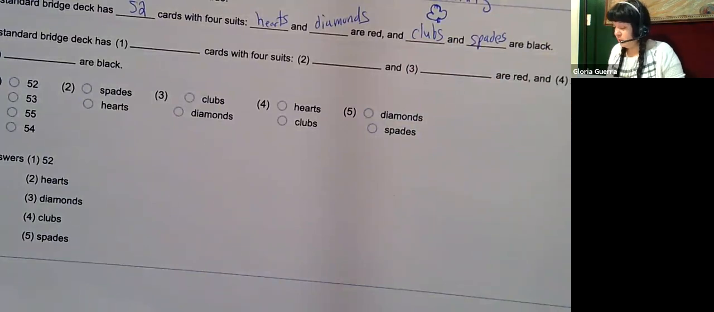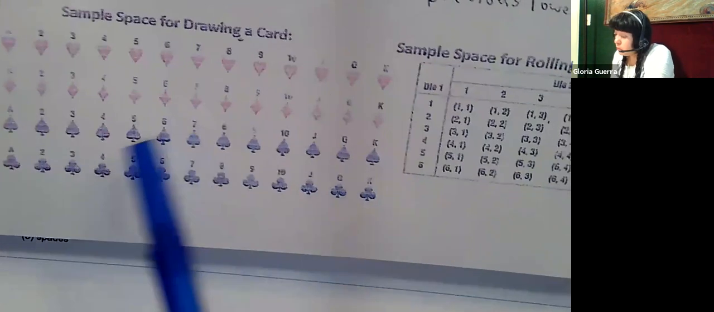Okay. So you want to be familiar with your cards, okay? Okay, so let's go to 13.